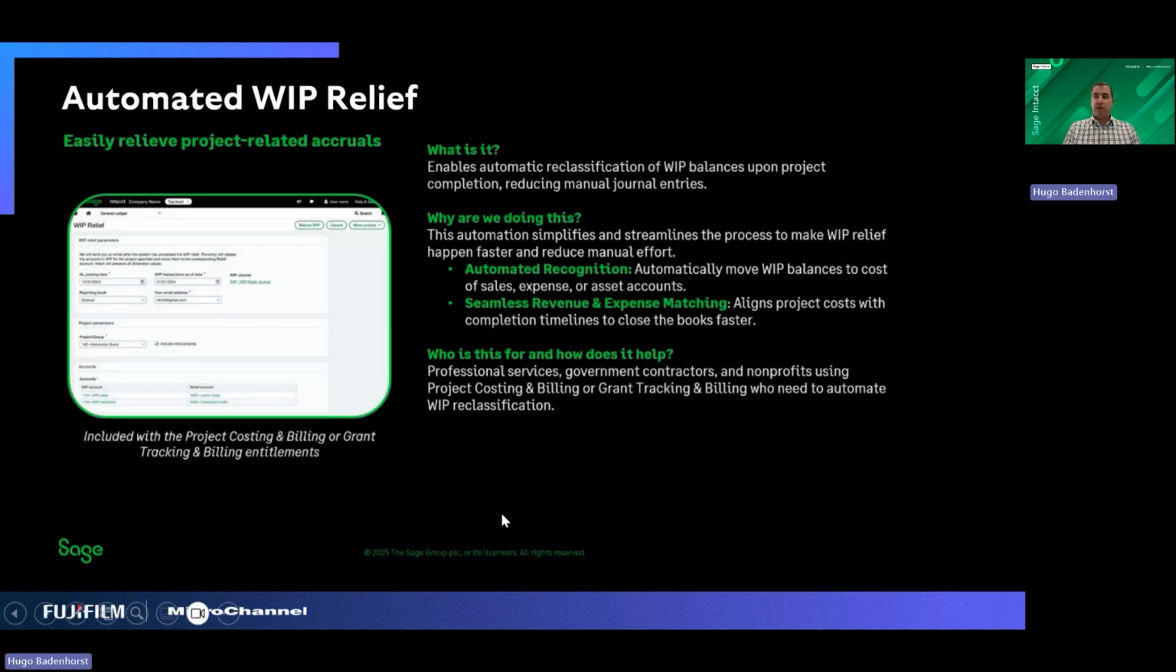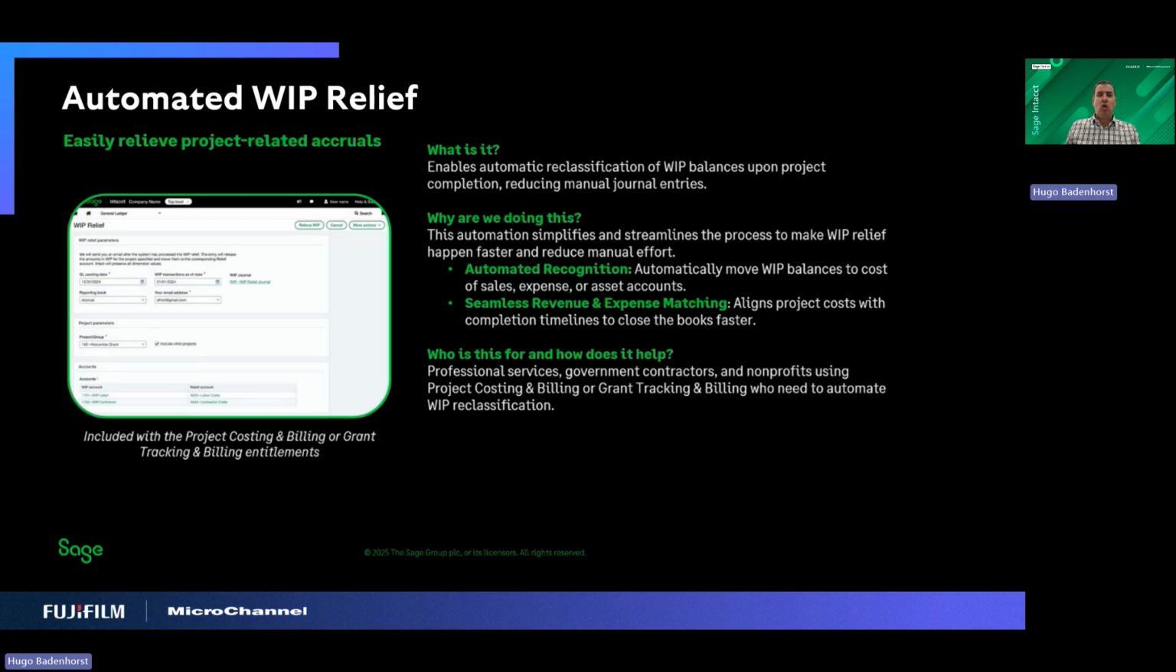Now, looking at some of our industry-specific ones around our WIP Relief, that's quite a new and quite exciting one. So looking at that automated recognition, it's basically moving that WIP balance either to a cost of sale, expense, or asset account. So essentially, we've got this project we're busy with. Moving it to an asset at the end of the month or at the end of the project is really now an automated process, and it basically gives you the ability to match revenue and expenses. So as soon as we recognize the revenue, we can actually move out that expense and capitalize that as well.